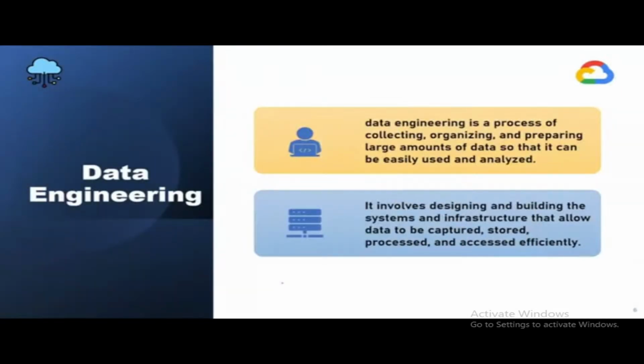As a definition, data engineering is a process of collecting, organizing, and preparing large amounts of data so that it can be easily used and analyzed. It may involve different systems, different pipeline creations, and some kind of infrastructure to be created. Whatever you want to do, whether to automate the entire process, we may be creating the system infrastructure for data to be captured, stored, processed, and accessed efficiently. So that is what comes under data engineering. Okay, so this is all about data engineering, guys.